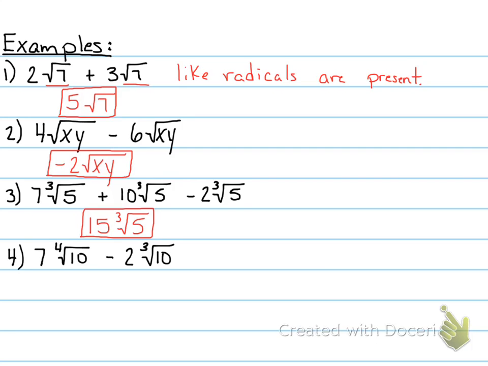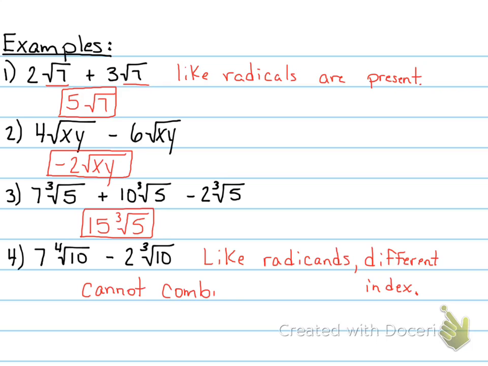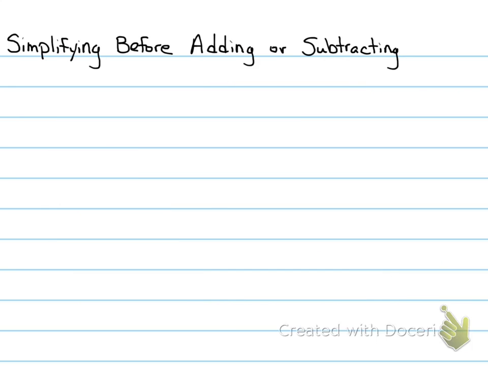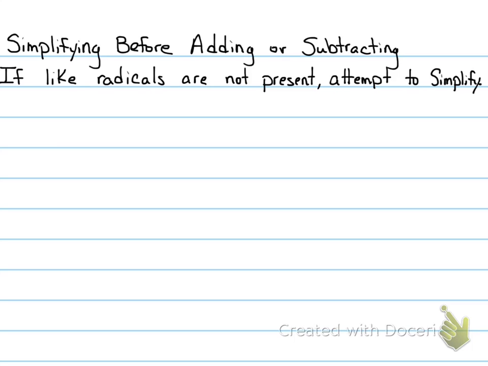Now, if we do not have like radicals, which is the case here, we do have like radicands but different indexes, we would say that we cannot combine these. That would be your answer. Now, sometimes you may have to simplify before you add or subtract. If like radicals are not present, attempt to simplify.